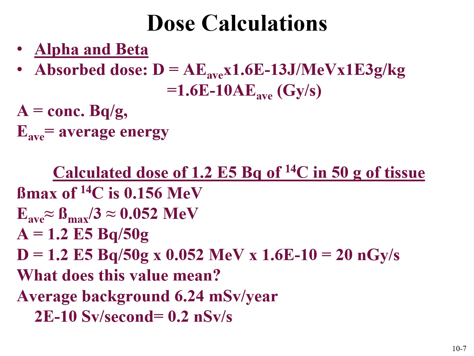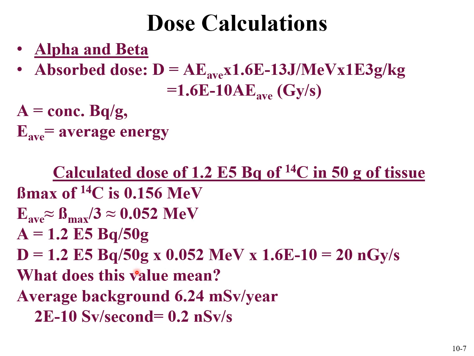0.052 MeV. Plugging these values into the equation, A is equal to the activity divided by 50 grams. We have our average energy listed here. Plug this into the equation. We get a value of 20 nanogray per second. Doesn't sound like a lot. The question is, how can we compare what this value is so we get an idea of whether or not that's actually a high or low dose?